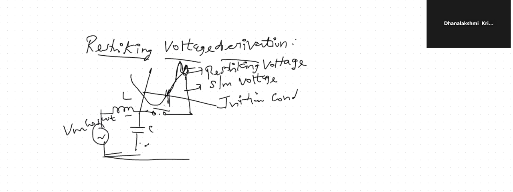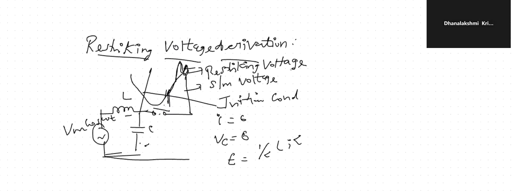Under initial conditions, current I is equal to 0, the capacitor voltage Vc is equal to 0, and the energy stored in the inductor is half L i squared. Then the circuit breaker contacts open and the arc is extinguished, and the current i is diverted through the capacitance C, resulting in a transient condition.